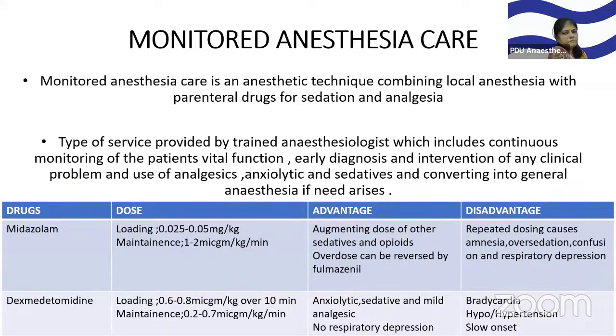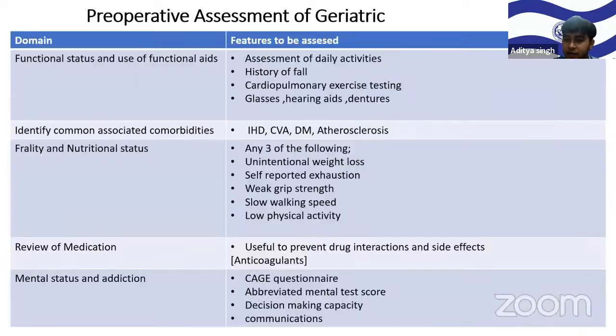Will you preoperatively assess this patient? So, ma'am, this is a geriatric patient. In my preoperative assessment, first I assess the patient's functional ability. So, first I assess the daily activities of the patient. Is there any history of falls, or cardiopulmonary exercise testing of these patients? Or is the patient using any functional aids like glasses, hearing aids, or sticks? Followed by that, I assess any comorbid condition of that patient or treatment for the same. Followed by this, I assess the medication history.